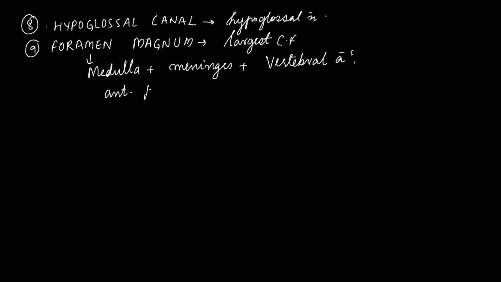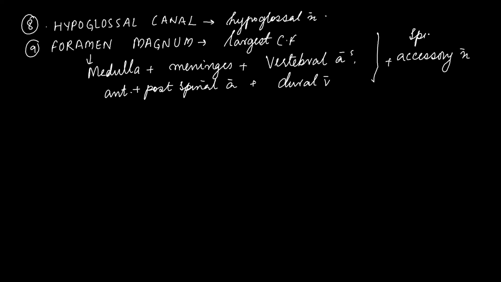also anterior and posterior spinal artery, plus dural vein. See, we have already said it is the largest cranial foramen, so we have a lot of contents: medulla, meninges, the vertebral arteries, the anterior and posterior spinal arteries, as well as the dural veins. Okay. Now, there are other things also. The spinal division of the accessory nerve ascends to the foramen magnum to join the cranial division. So one more thing in addition to this is accessory nerve. That was about foramen magnum.